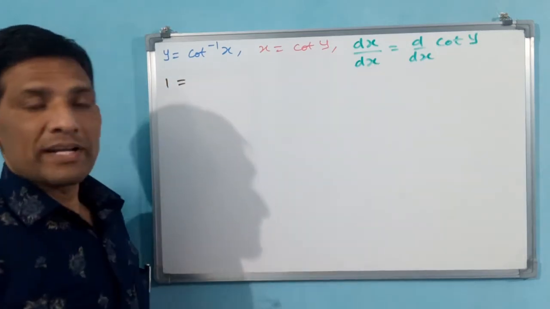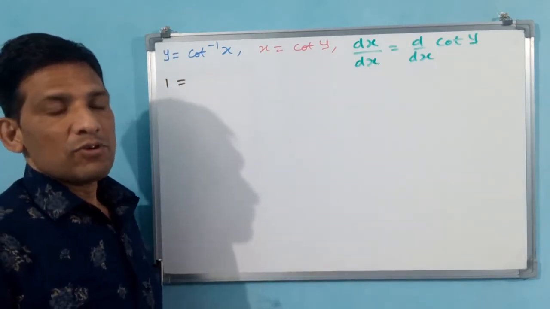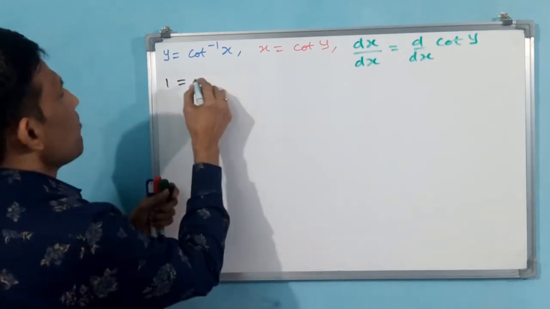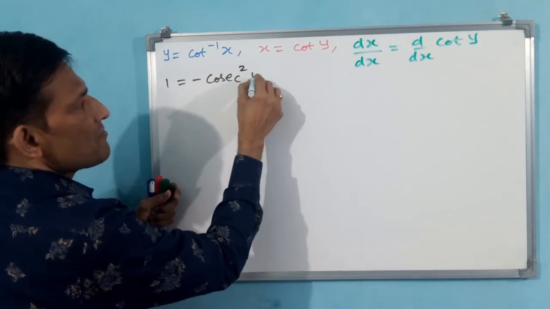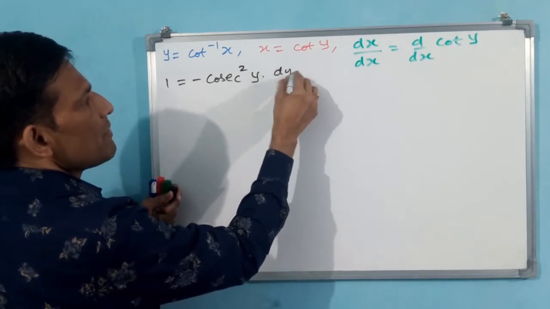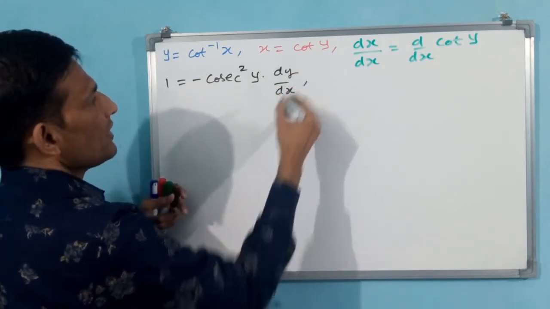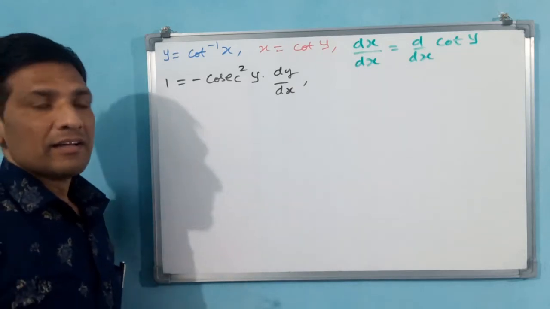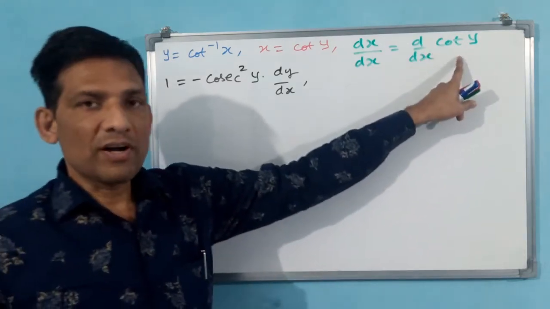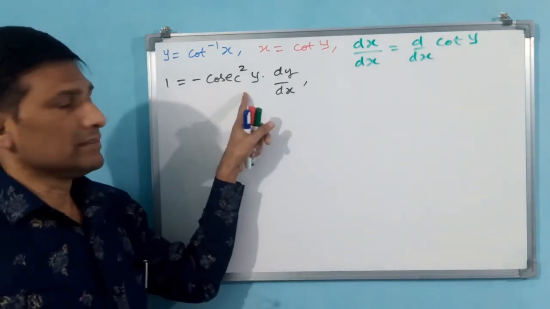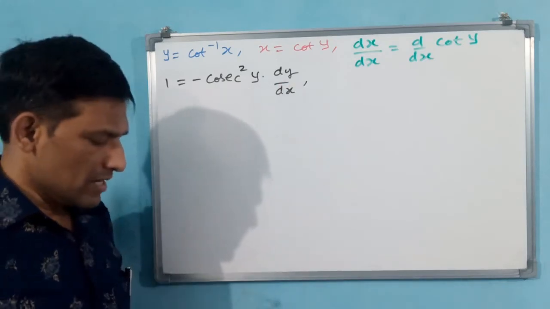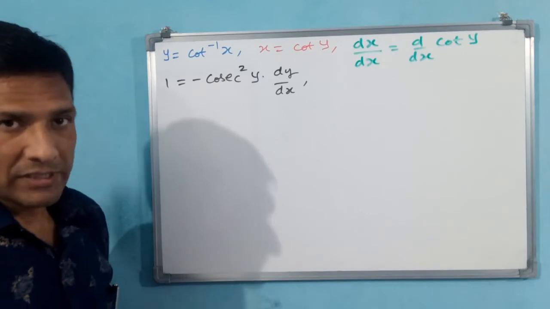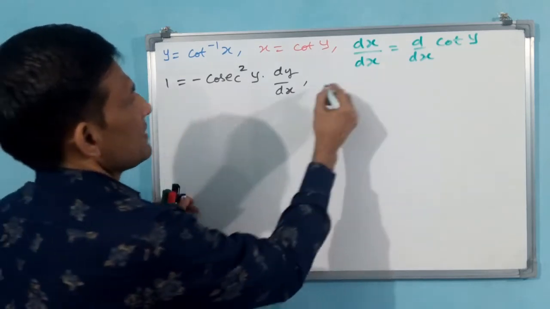d by dx of cot x is minus cosecant square x. So here it becomes minus cosecant square y into dy by dx, because d by dx of cot x is minus cosecant square x. But I want dy by dx only, then you send this to that side.